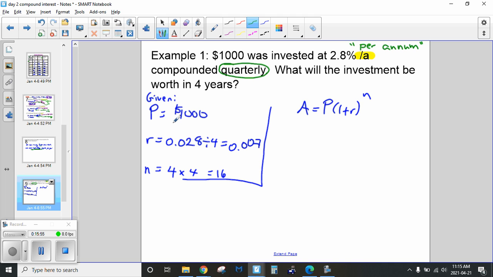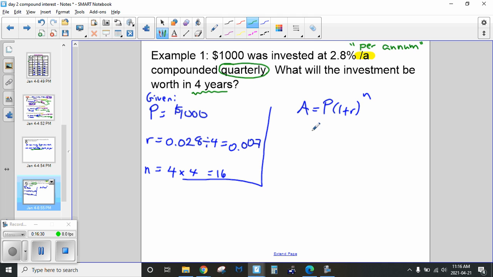So the principal is 1,000. The interest rate was 2.8%. I've changed that to a decimal. I'm dividing it by 4 because we're compounding 4 times per year. That means in each quarter of the year, we're only really collecting 0.7% interest. The exponent, the number of compounding periods, is going to be 4 years multiplied by 4 quarters per year. So we're going to get interest 16 different times.